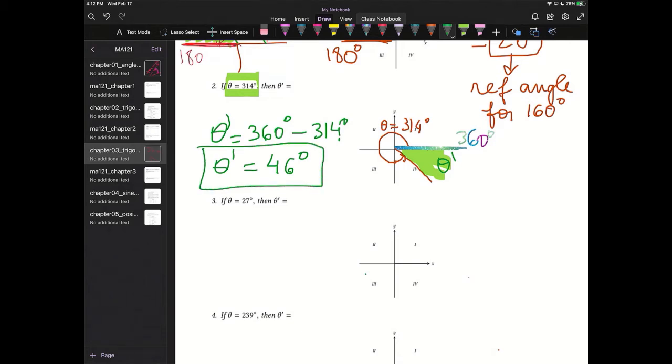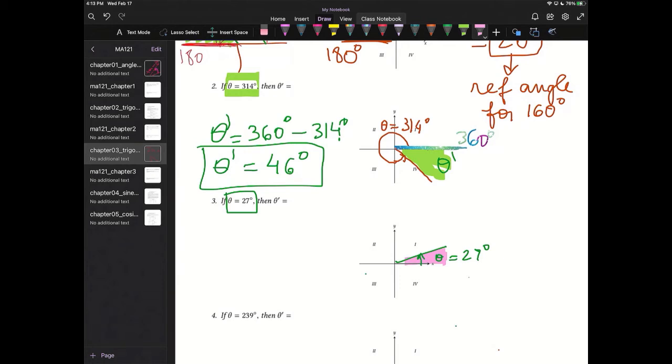So the reference angle of 314 degrees is 46 degrees. Now we're going to check something in the first quadrant. So an angle of 27 degrees is going to be somewhere here, in the first quadrant. So this is theta, 27. Because the terminal side of theta and the horizontal axis form an acute angle, it means that theta itself is the reference angle.